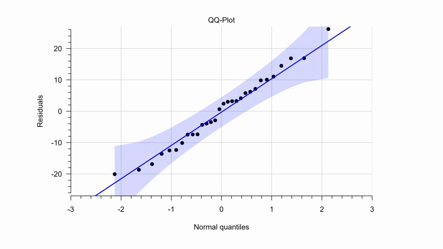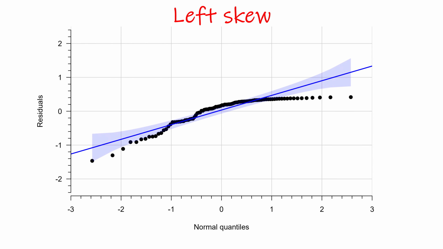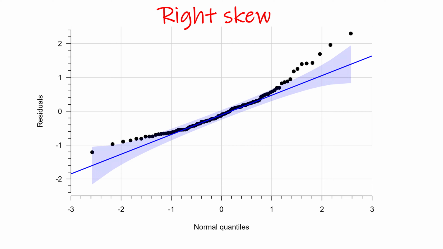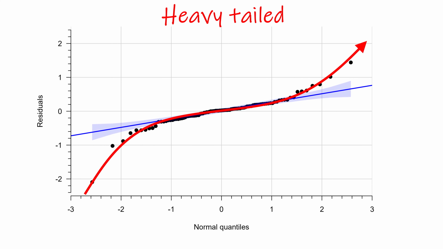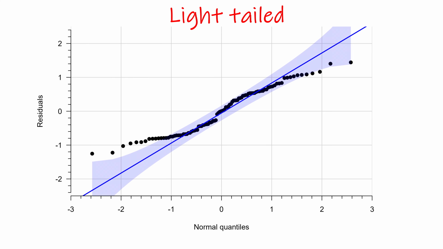QQ plots are tremendously useful because they not only tell you whether there is a problematic deviation from normality, but they can also show you what kind of deviation. For example, this is what left skew looks like. This is right skew. This is heavy tail. And this is a light tail distribution.